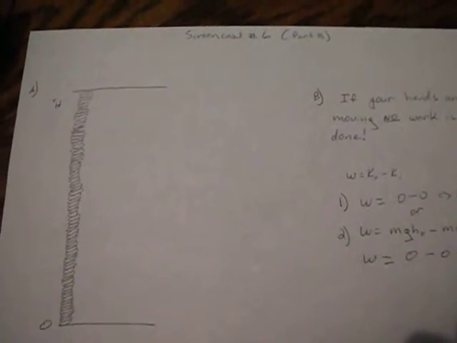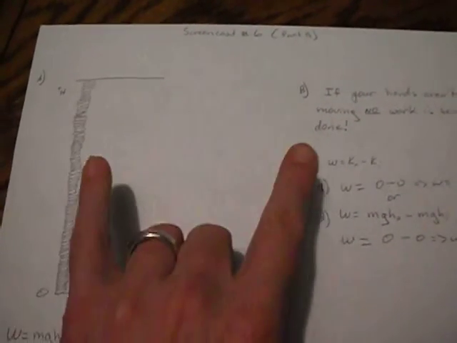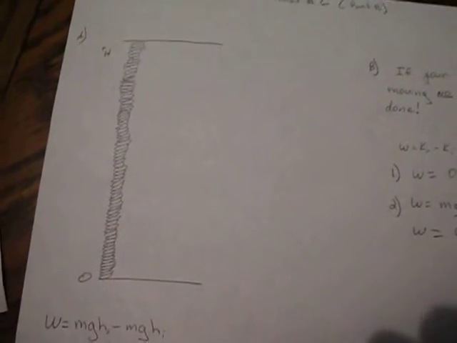There's a second part to the screencast, which is broken up into two questions. Part A states or asks, if you climb to a height h, which is right here, how much work is being done on you by gravity?